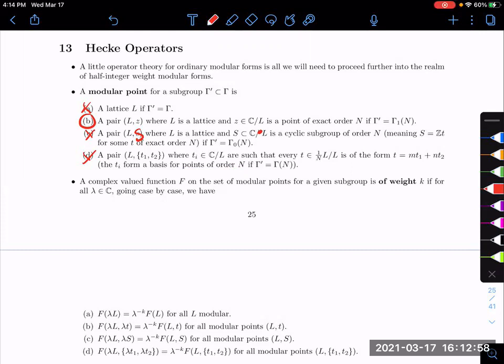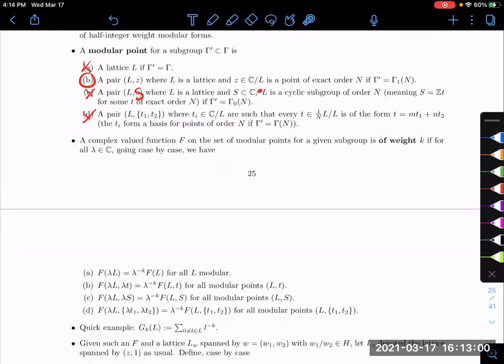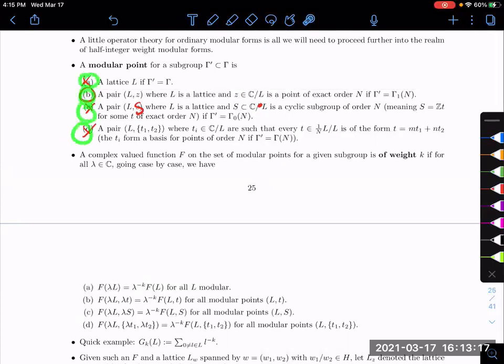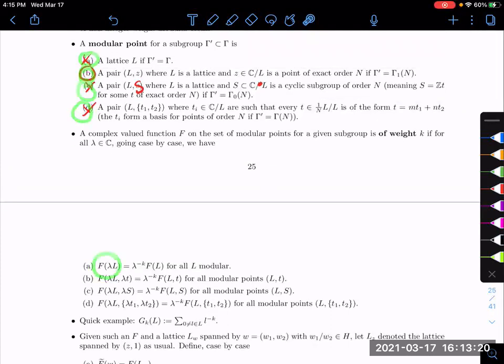Okay, so once you've defined modular points for a subgroup, you can go on and talk about modular functions on the set of modular points. So we're going to say a complex valued function f on the set of modular points is of weight k if for all complex numbers lambda, going case by case, a through d, as we did up here, f of lambda L is lambda to the negative k times f of L. This should look familiar to you. This looks like an automorphy condition for a modular form, and that's no accident, as you'll see in the upcoming theorems. And this needs to hold for every modular point L. And then there's a similar condition for the other 3 cases.